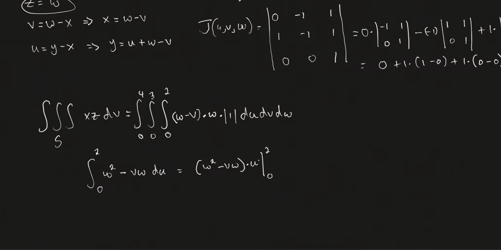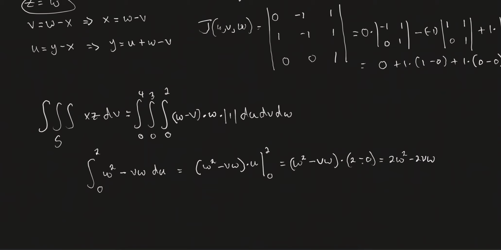And remember, we're plugging in for u here. So we will have 2 times this quantity minus this quantity times 0. So it just ends up looking like this if I distribute. In fact, let me write it down like this so you can see what we're doing. So we got w squared minus vw, and then it will be times 2 minus 0. And then if I distribute the 2, I'll have 2w squared minus 2vw.